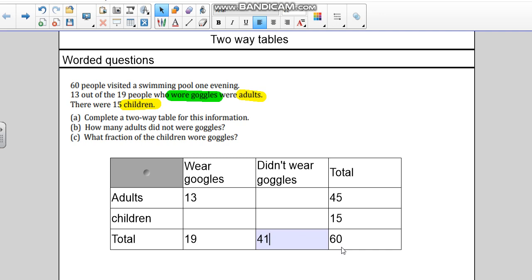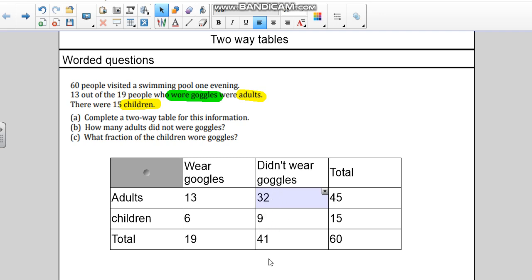Here I can work out this missing one. 13 were adults that wore goggles, which means 6 children wore goggles. Now I know there were 15 children in total. If 6 wore goggles, that tells me that 9 didn't. Then 13 adults wore goggles, but there were 45 adults in total, so that's going to be 32 didn't. And I've got one quick check.